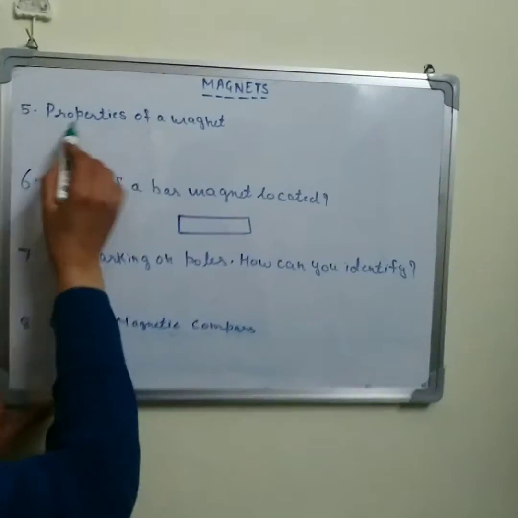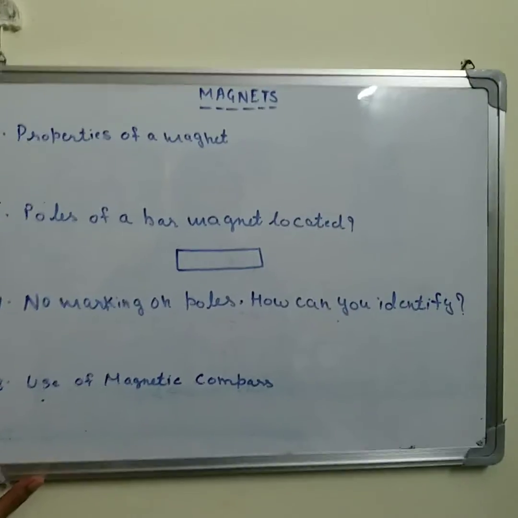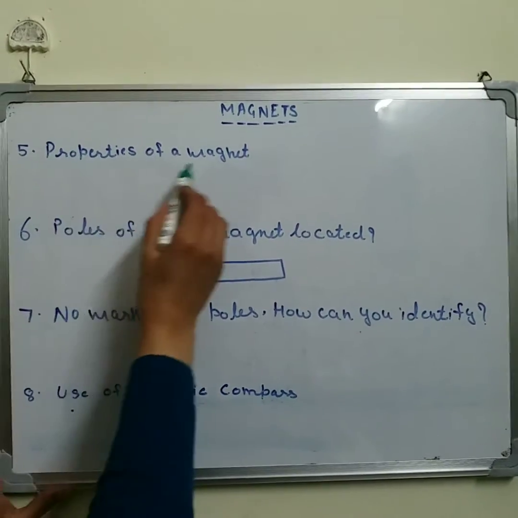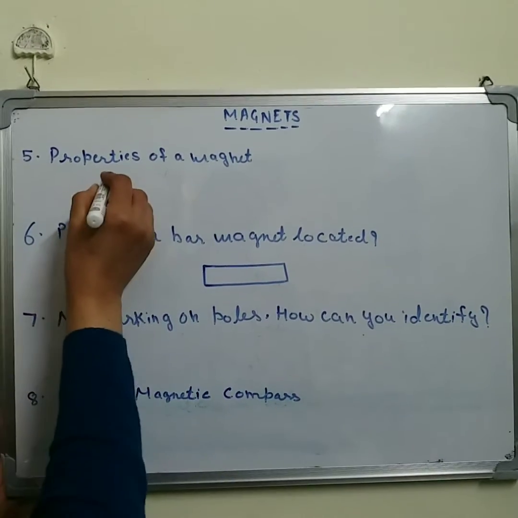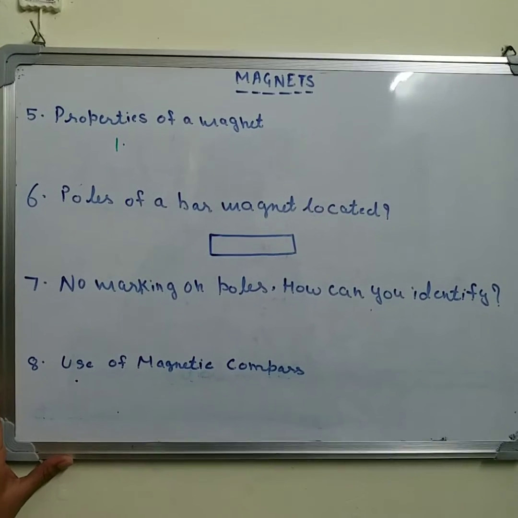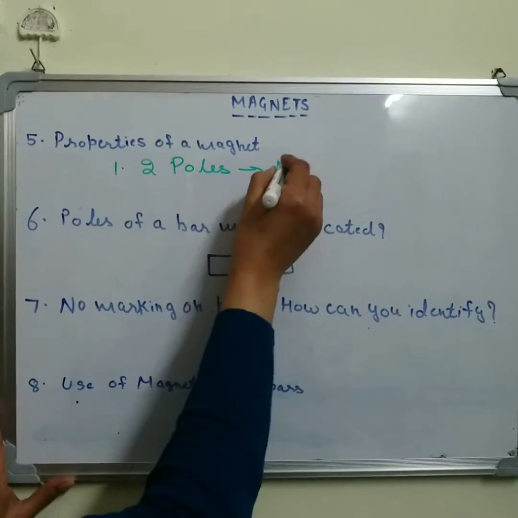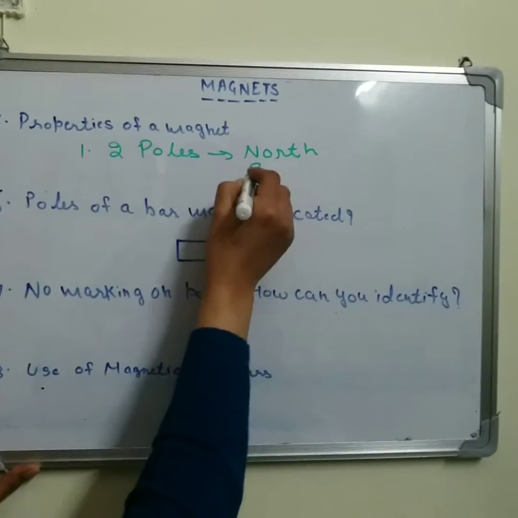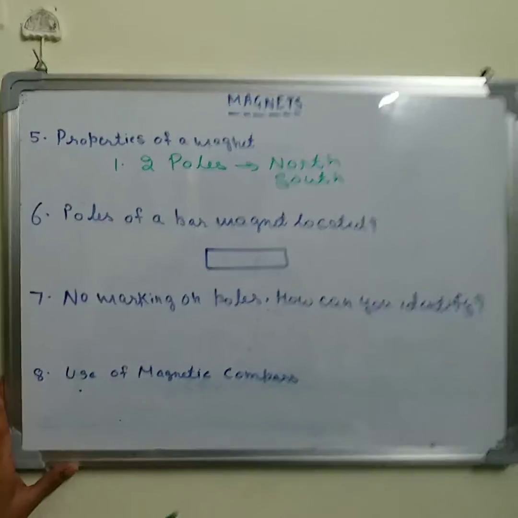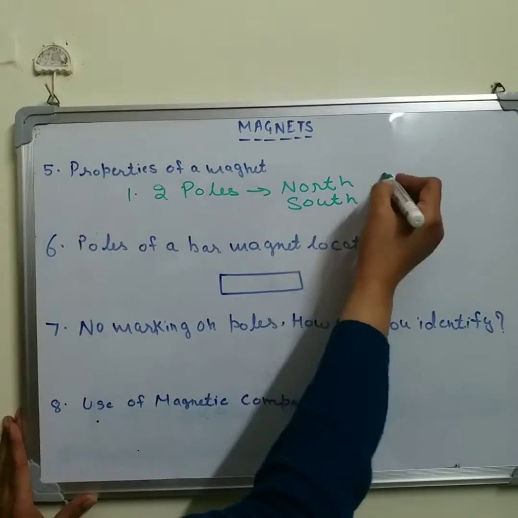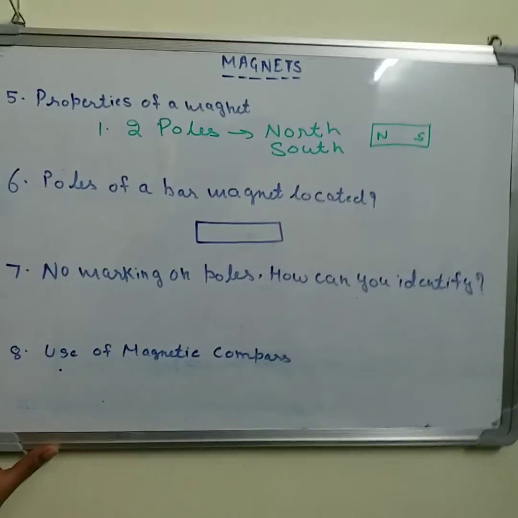So first of all, we have to discuss the properties of a magnet. What are the properties of a magnet? When we're talking about the properties of a magnet, there are mainly two. The first is that a magnet always has two poles, north pole as well as south pole. Even a small piece of magnet has two poles, north pole and south pole. So if we have a bar magnet, it has two poles, north pole and south pole.